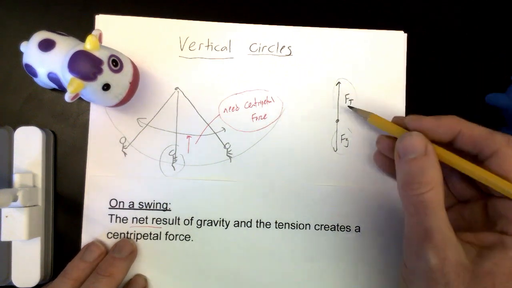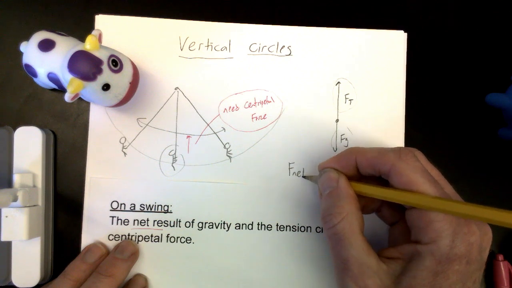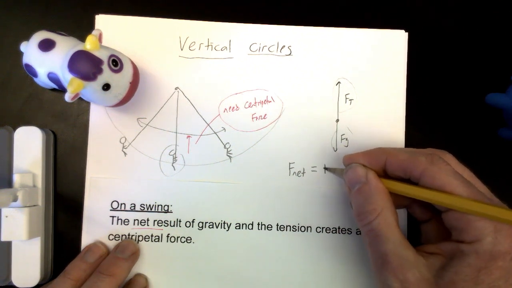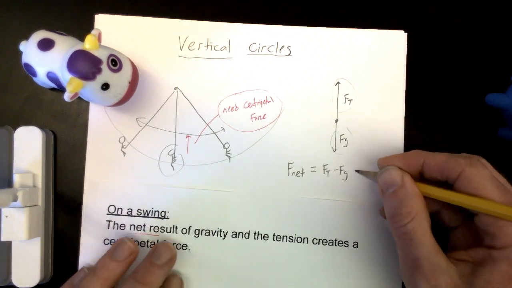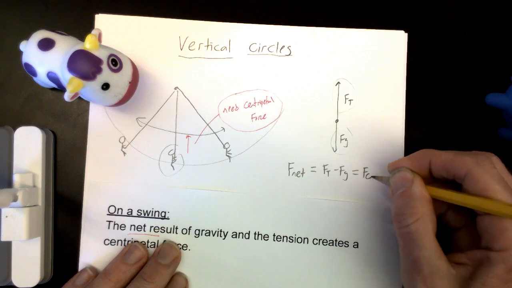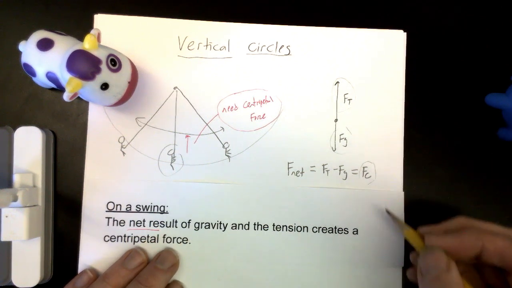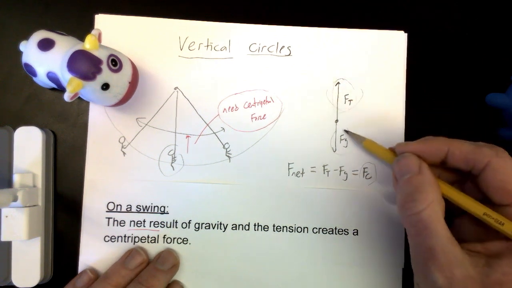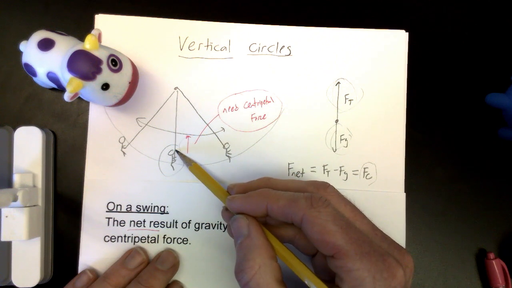And if I look at this situation over here, I can write that we have a net force. Remember, that's the overall result of everything, and that is going to be tension minus gravity. The net result of that is going to create a centripetal force. That's my FC right there, centripetal force, right? So this one has to be bigger than this one in order to have an overall result of pointing you towards the center of a circle.